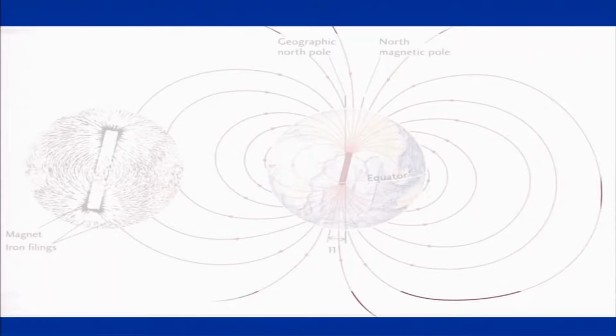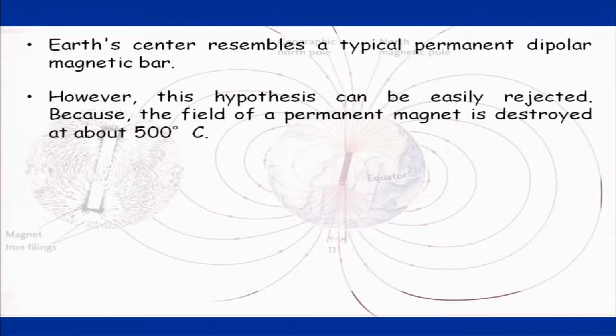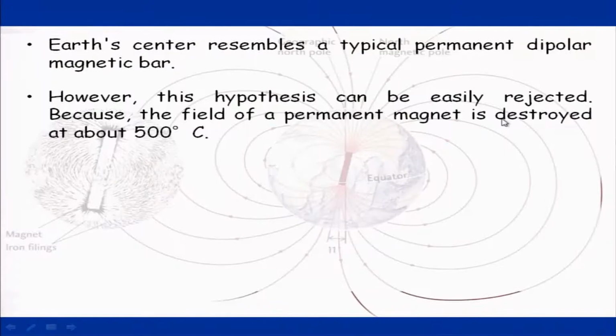Now, further, the earth's center resembles a typical permanent dipolar magnet or bar magnet. However, this hypothesis can be easily rejected. The formation of such a magnet is not possible because a permanent magnet will be destroyed beyond 500 degrees centigrade. So, a 500 degree centigrade temperature will result in the destruction of the permanent magnet.